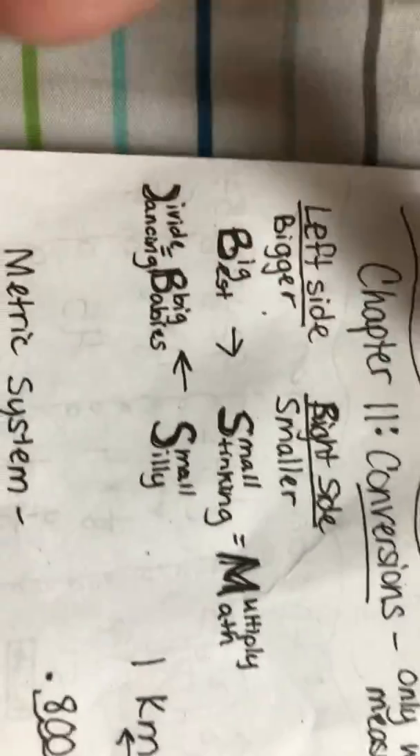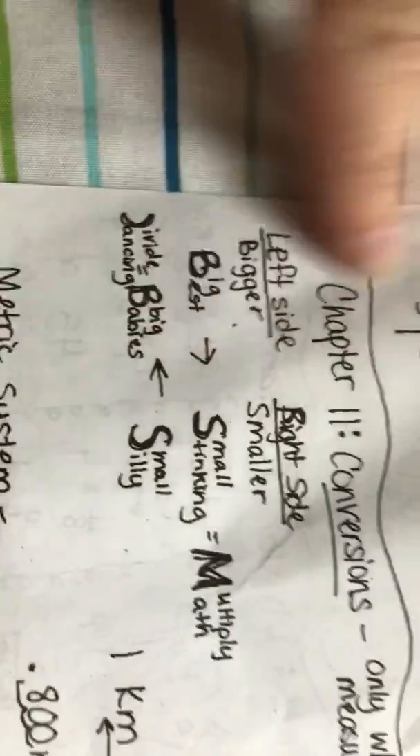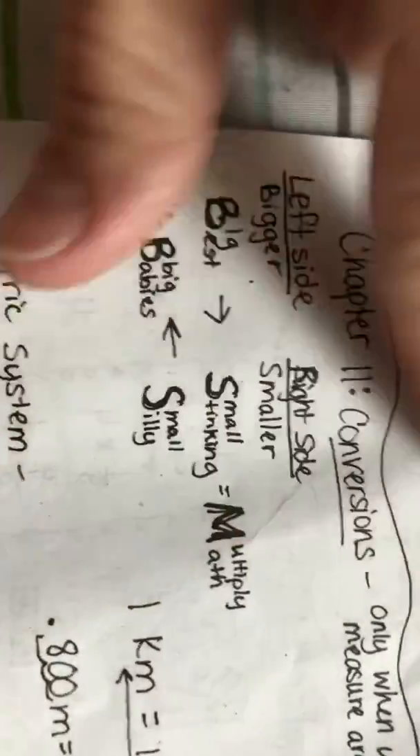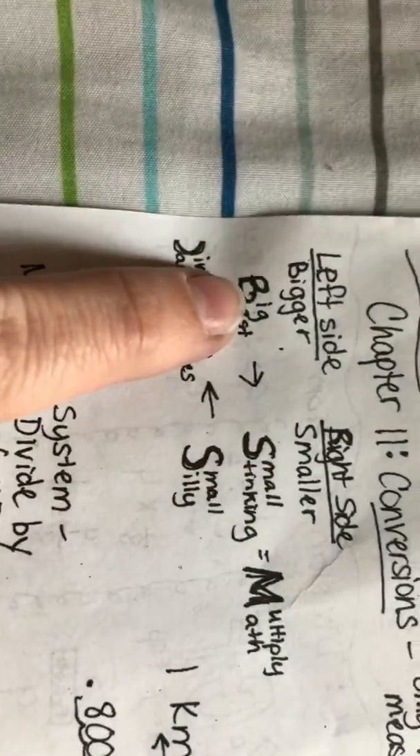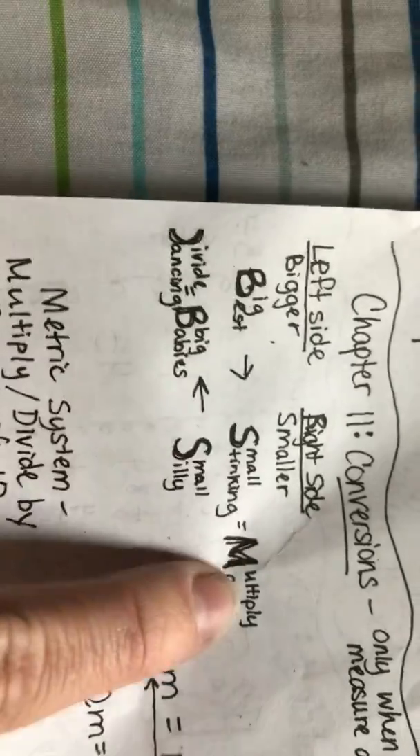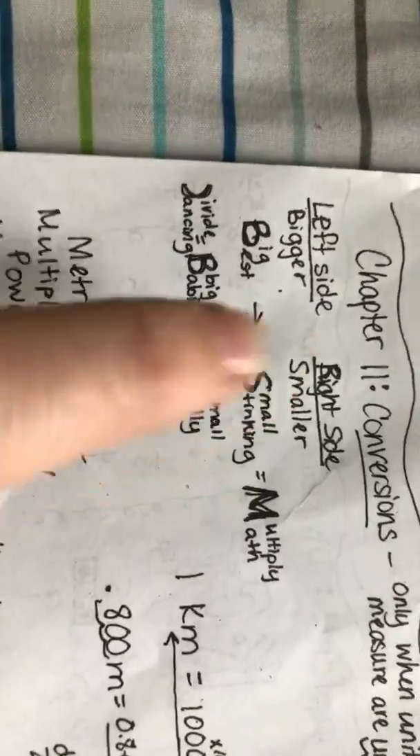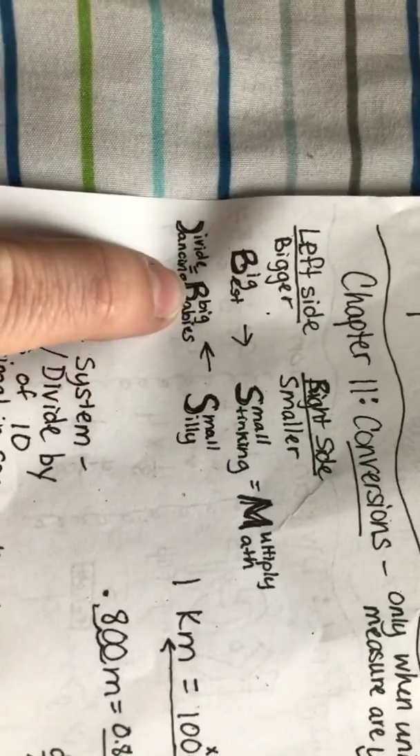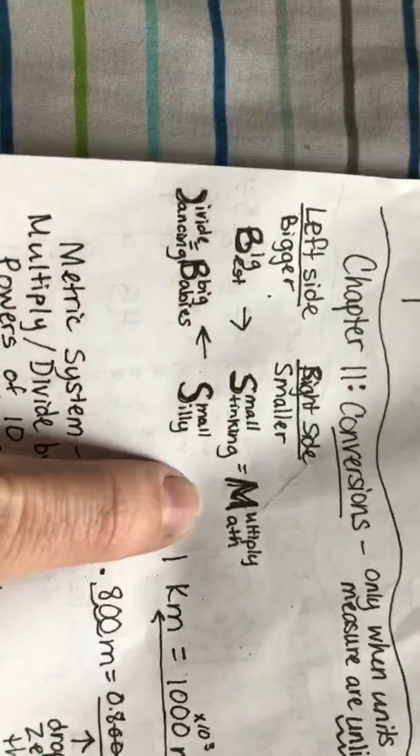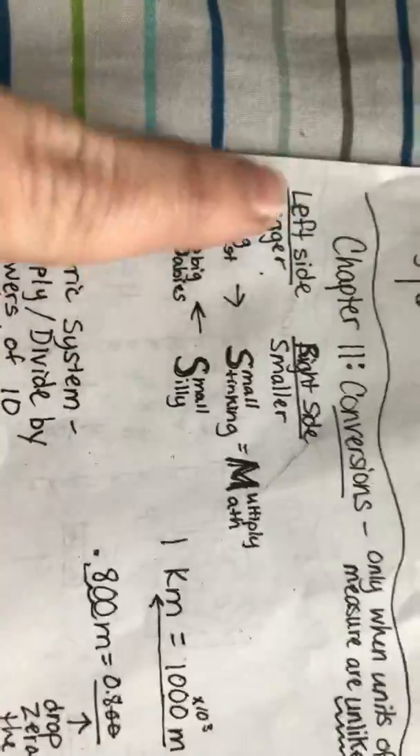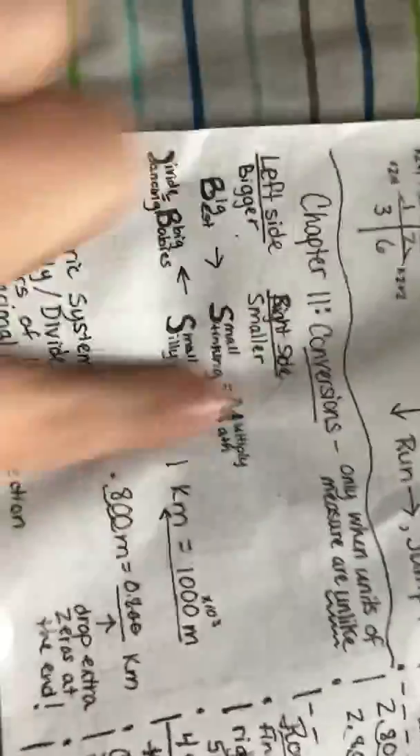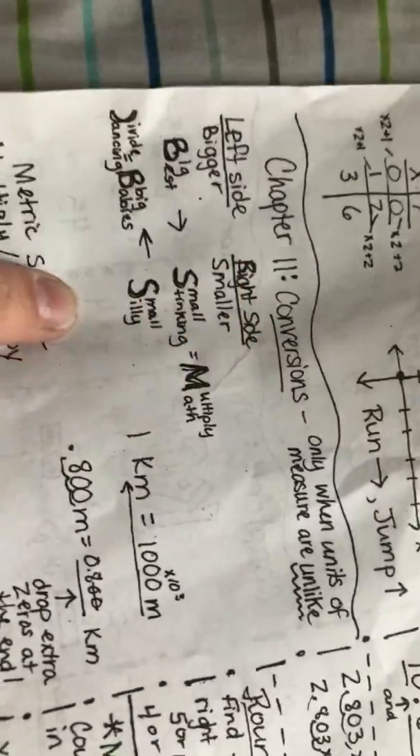On your reference sheet, please remember that the left side is always your bigger unit and the right side is your smaller unit. Some acronyms that we said: if I'm going from a bigger unit to a smaller unit, I'm going to multiply. Best, soccer, mom. If I'm starting at the smaller unit and moving to the bigger unit, then I'm going to divide. Silly babies dancing. So please, again, the left side is always your bigger side. The right side tells you the number to multiply or divide by, but it also is your smaller unit.